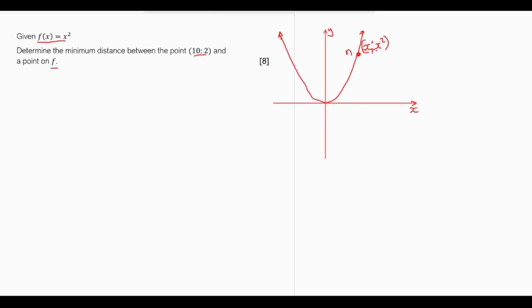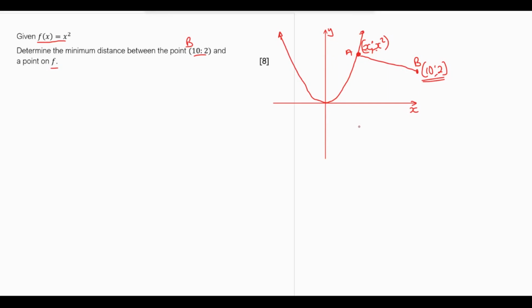Let's call this point A. Then we have the point B, the point where x is 10 and y is 2. Determine the minimum distance between point B and a point on f. So it means when is this distance minimum? We have to use the distance formula, and then find the x value when this distance is going to be minimum. So how are we going to do this?